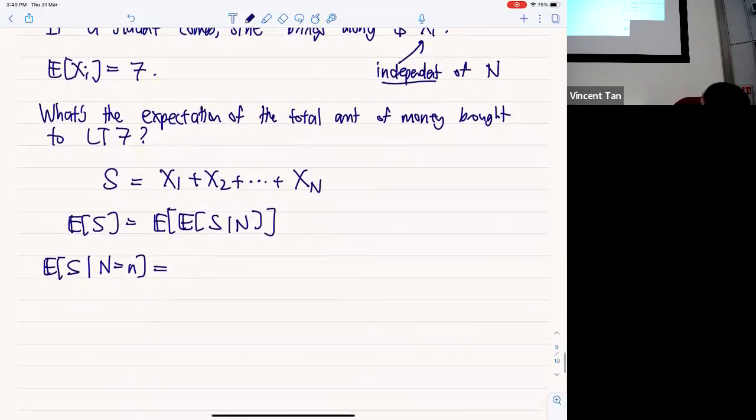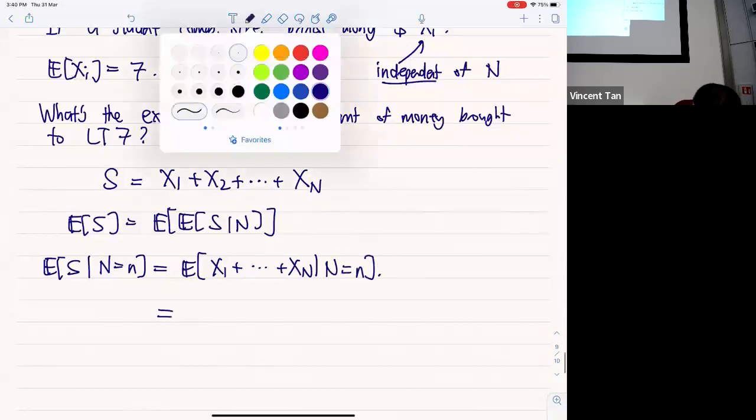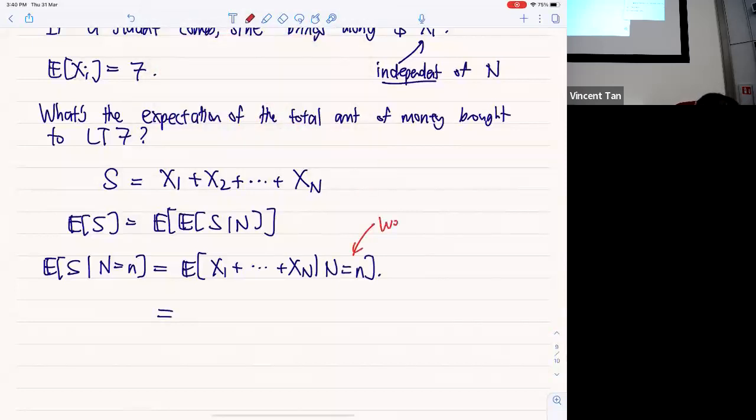Okay, that's the meaning of independent of the number of people who show up. So what does this mean? This is the expected value of X1 plus ... plus Xn, conditioned on N being equal to little n. I know that there are little n students who show up. We know for sure that n students showed up today.